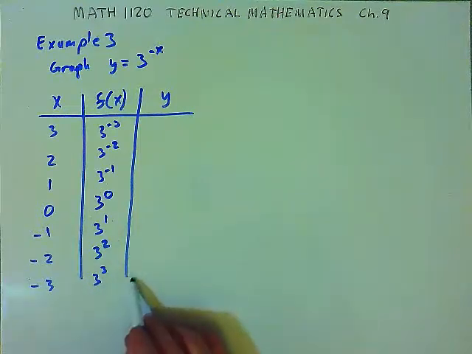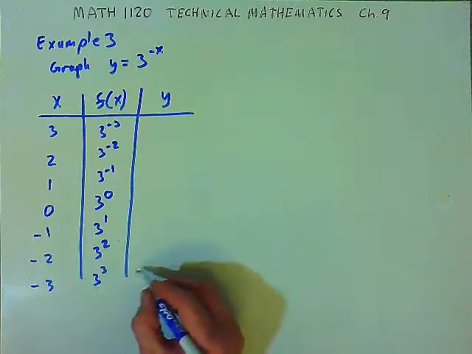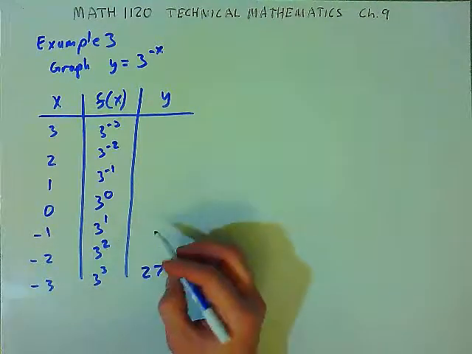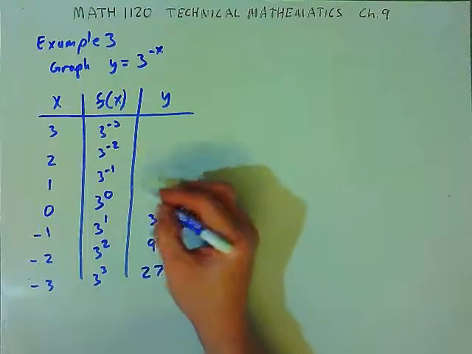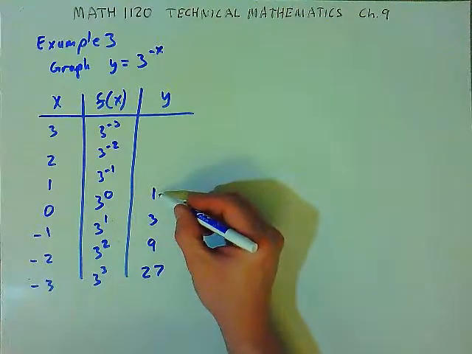And so we'll start down here. This is the easier one. 3 to the 3rd power means 3 times 3 times 3, which is 27. 3 squared is 9. 3 to the 1st is 3. 3 to the 0 is 1. Any number to the 0 power is 1.